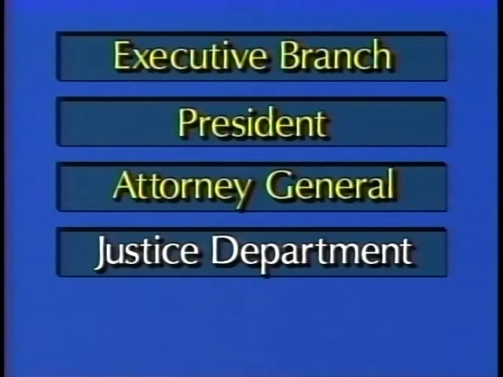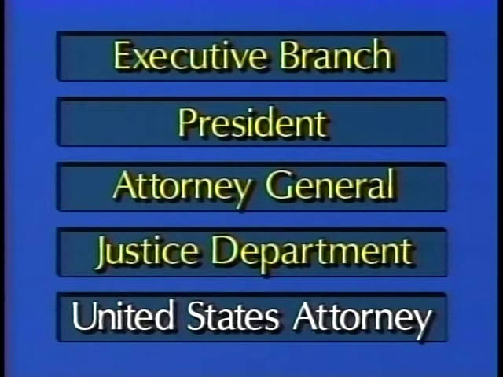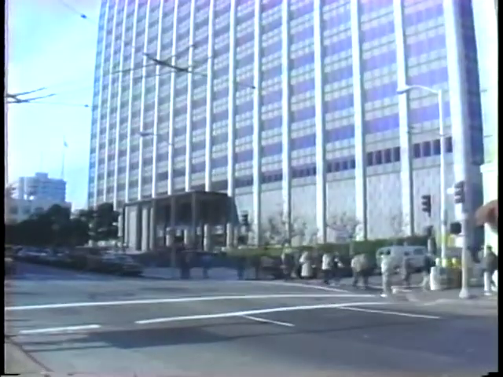The Justice Department has been characterized as the largest law firm in the world. In addition to the Attorney General, the President appoints a United States Attorney to represent the United States in each of the 94 judicial districts. The United States Attorney is the government's lawyer for each judicial district and has exclusive authority to represent the position of the United States in the federal courts of that district.